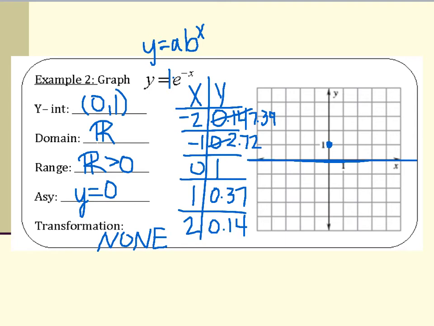-2, 7 and 39 hundredths will be off the graph. -1, 2 and 72 hundredths will be right up here. 0, 1's already on our graph. 1, 37 hundredths will be right down here. 2, 14 hundredths will be really close down here. And then we'll connect these with a nice exponential decay curve. And my graph looks just like that. Let's try the next problem here.